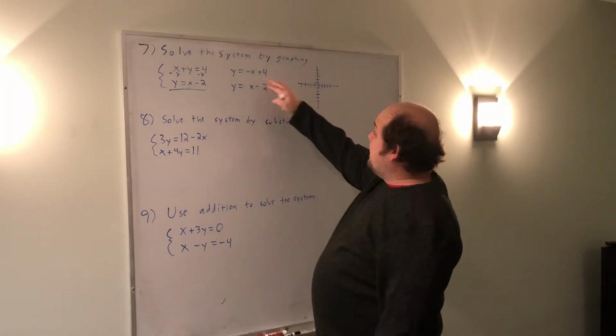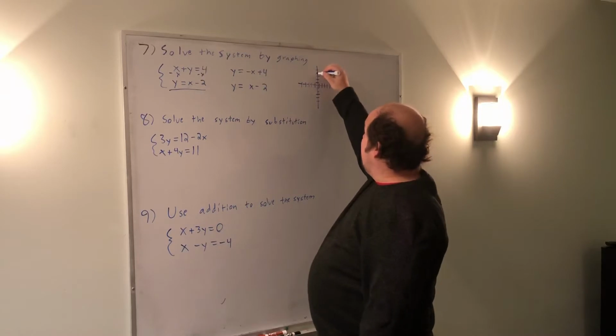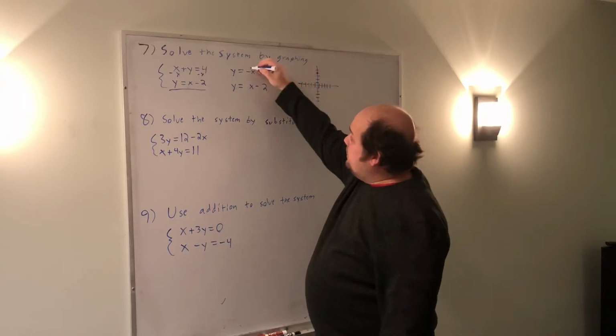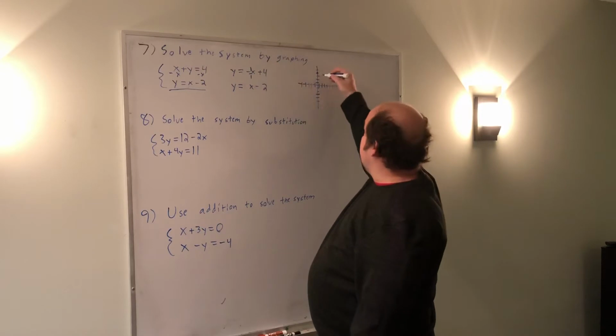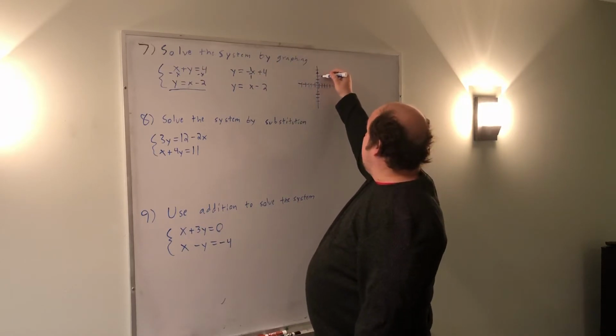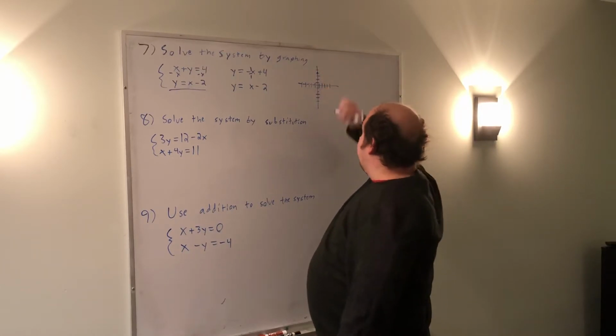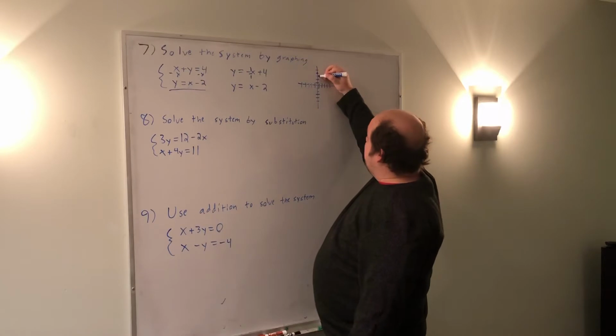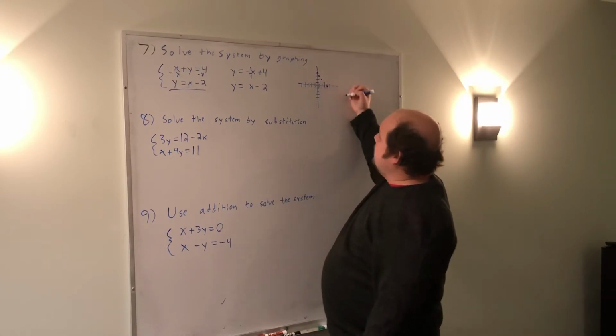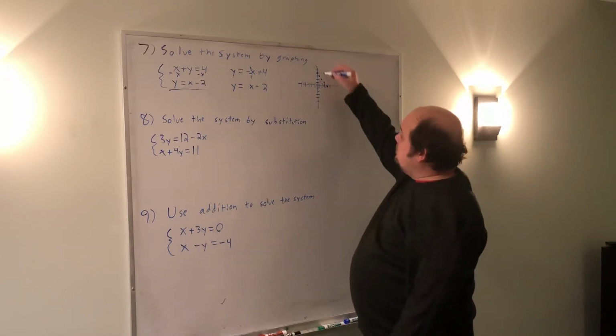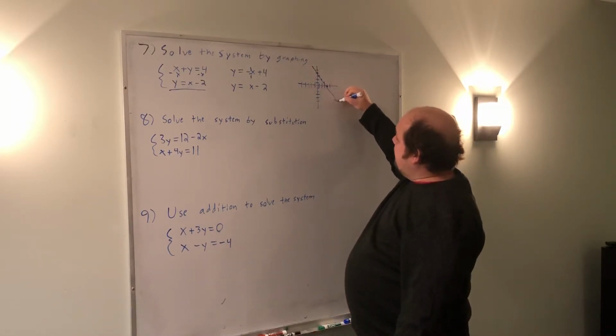So the first one, negative x plus 4, I'm going to start up at 4. This negative is an understood 1 over 1, so it tells me every time I go right 1, I come down 1. Right 1, down 1, right 1, down 1. Sorry, I missed that first one. So right 1, down 1, right 1, down 1, right 1, down 1. This should be the general direction of that line.